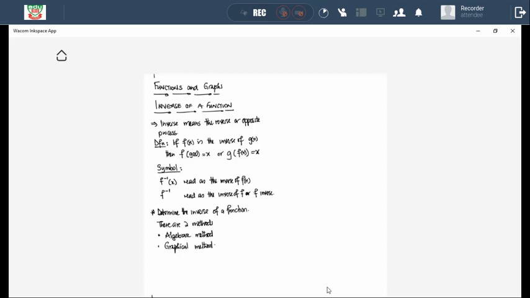So at this stage, one should be able to deduce the inverse of a function graphically and also algebraically. Deducing the inverse either algebraically or graphically. Okay, right. I'm going to start with determining the inverse algebraically.